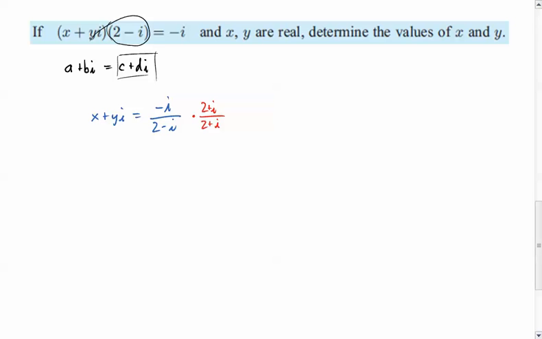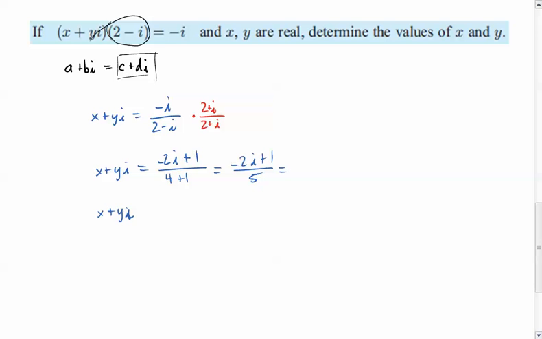And so on the left-hand side, I still got x plus yi equals, now on the top I'm going to have negative i times 2, so negative 2i, and then negative i times i will be negative i squared, which is the same thing as plus 1, all over 2 times 2, which is 4. Negative i times 2 will cancel out, negative i times i is negative i squared, which again is plus 1, and so there we've got negative 2i plus 1 over 5.